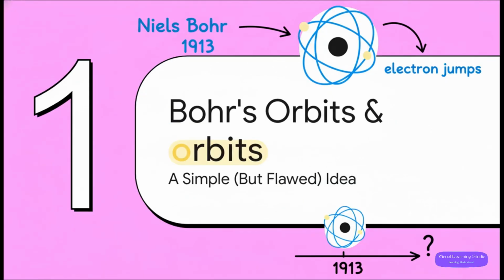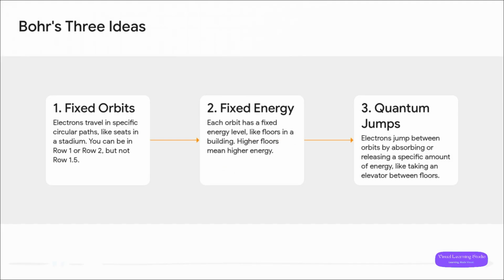To really get a handle on where we are today, we've got to travel back in time a bit. Our story kicks off around 1913 with a physicist named Niels Bohr. He came up with a really simple, but at the time, totally revolutionary idea of what was going on inside an atom. So let me break down Bohr's big ideas for you.